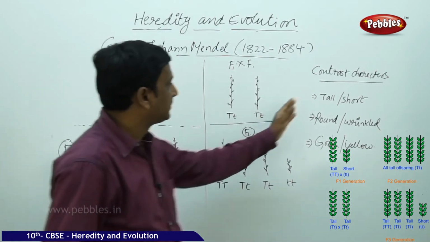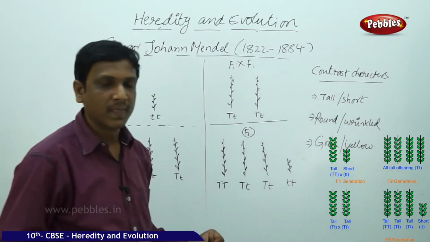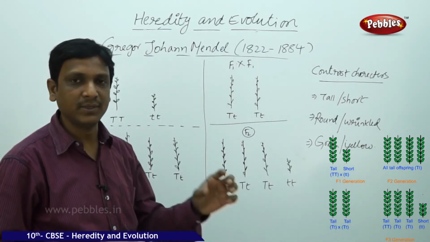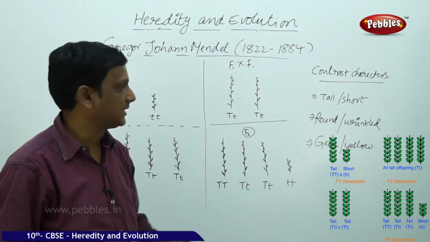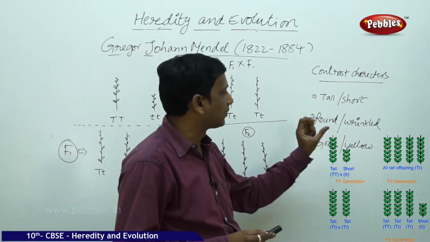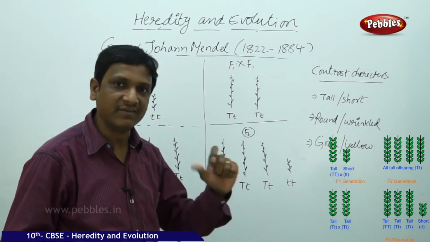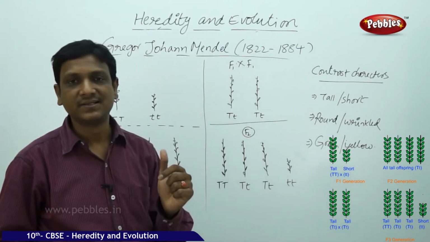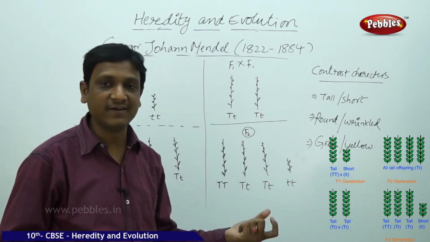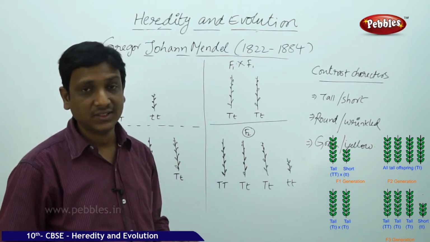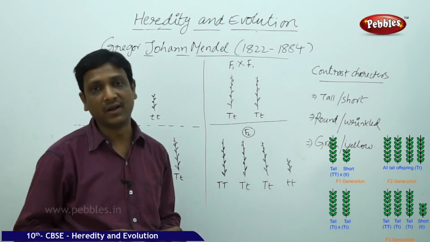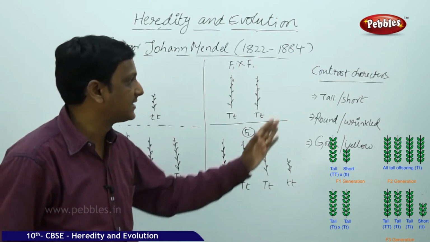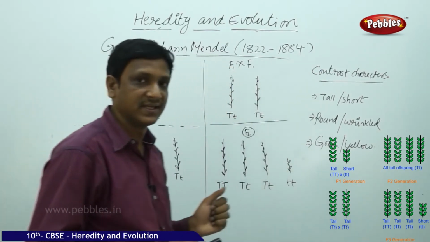What are those? Tallness and shortness. Pea plants have contrasting characters. Some pea plants are tall, some are short. Some have round seeds, some have wrinkled seeds. Some have green seeds, some have yellow seeds. Some have white flowers, some have violet flowers. So many variations are there in pea plants. That is the reason why he selected the pea plants for his experiment.